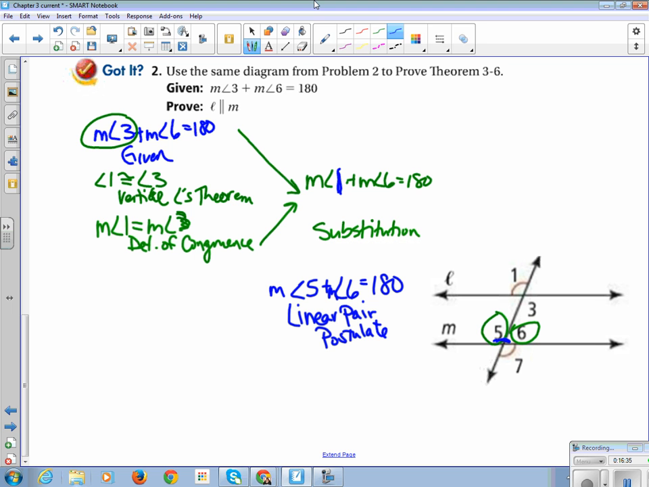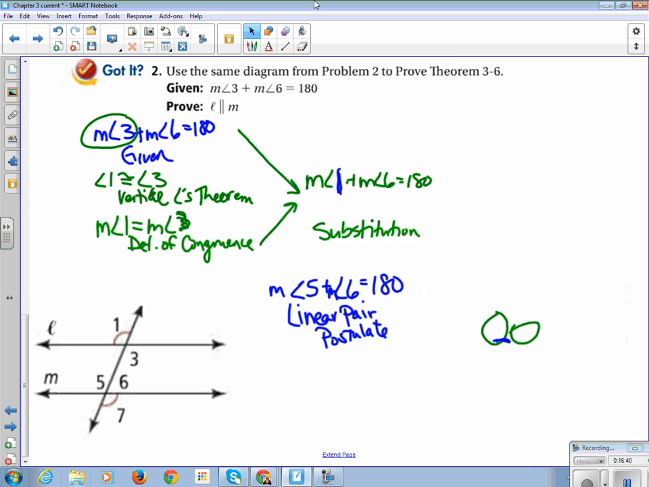Okay, I'm going to move my picture around one more time. Don't be afraid. Moving my picture around.